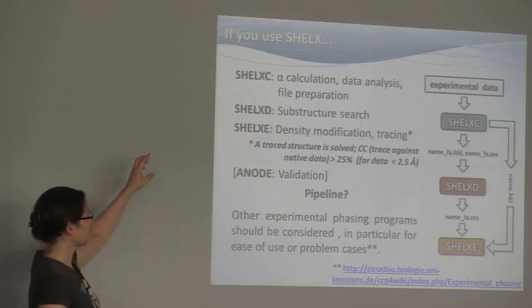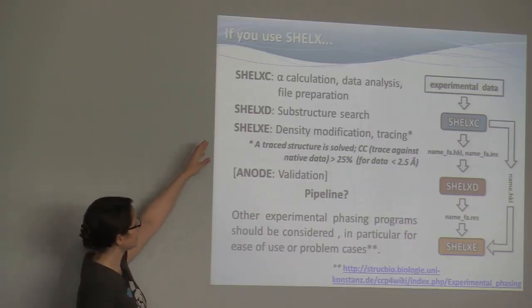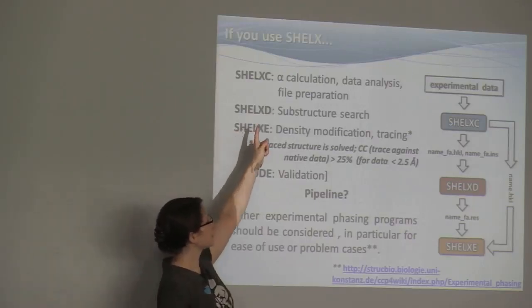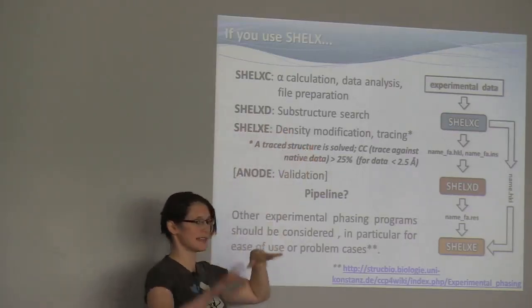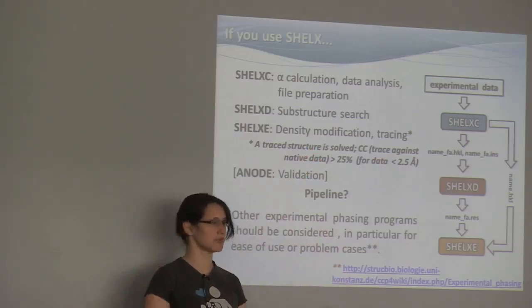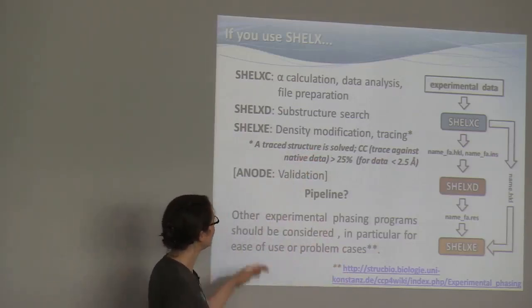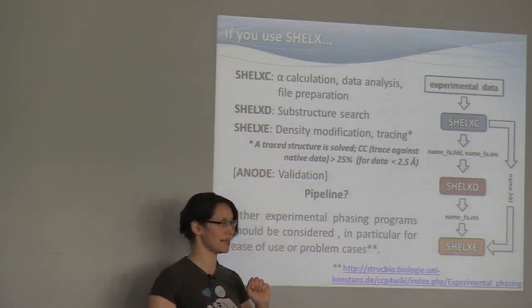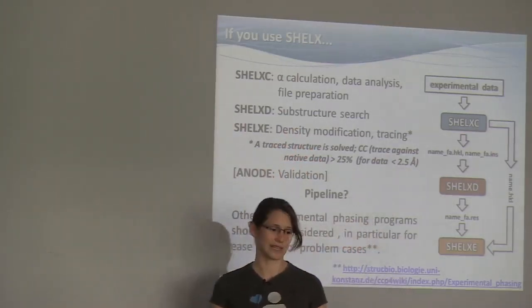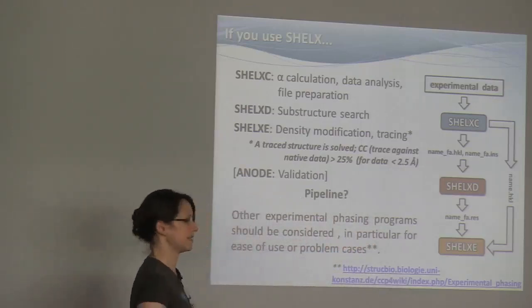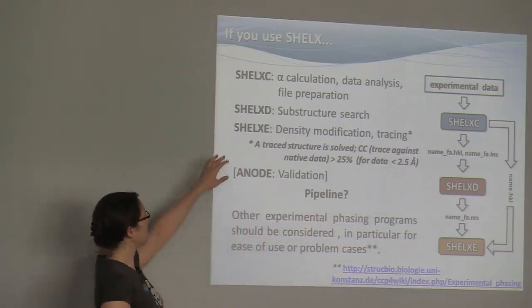And if you're using ShellX C, the data flow is like this. ShellX C calculates or estimates, in SAT, your alpha angle, does the data analysis, gives you some information to decide where to cut the anomalous signal, and does the file preparation. So, for example, it can read in experimental data from XDS or SCALA files, but it cannot read MTZ files directly; you need to convert.